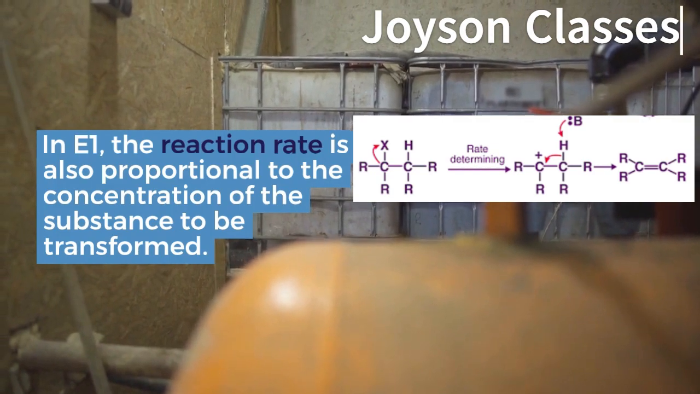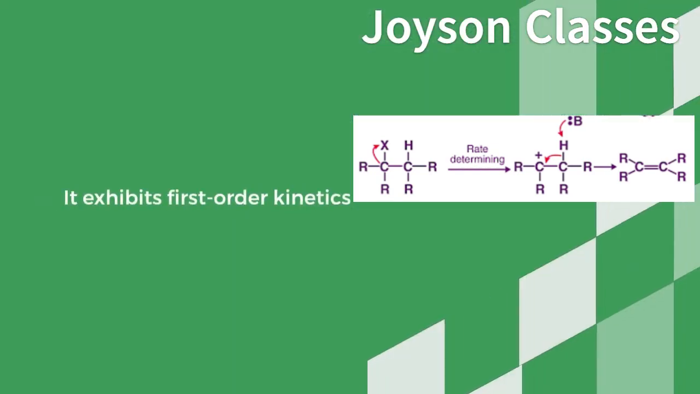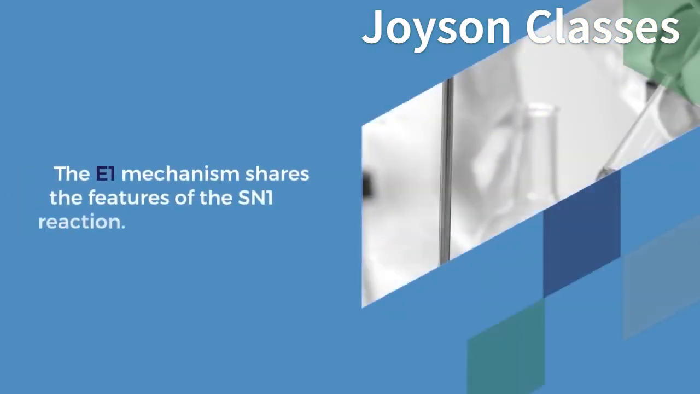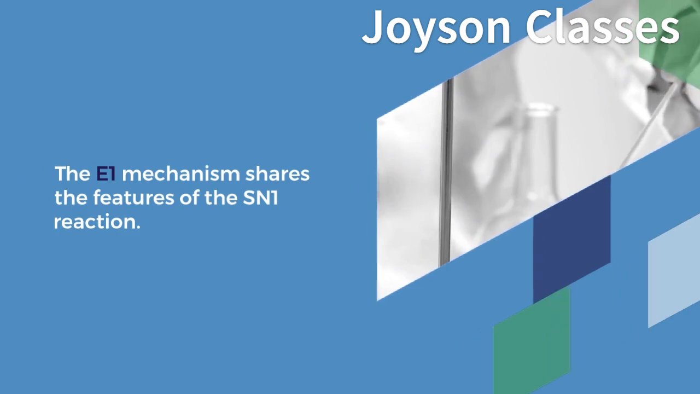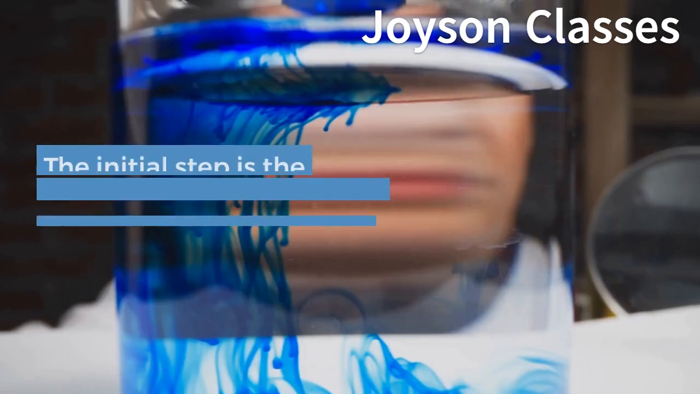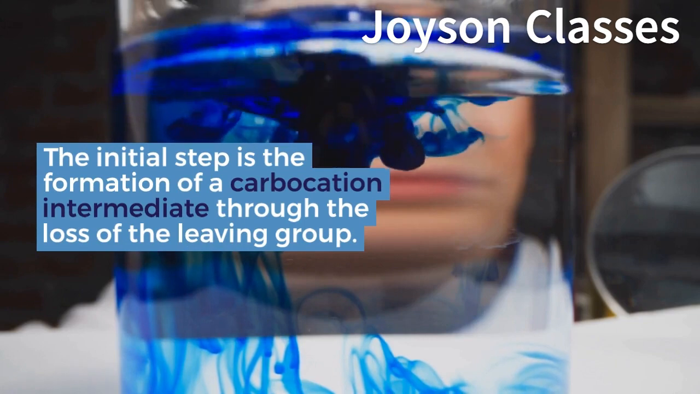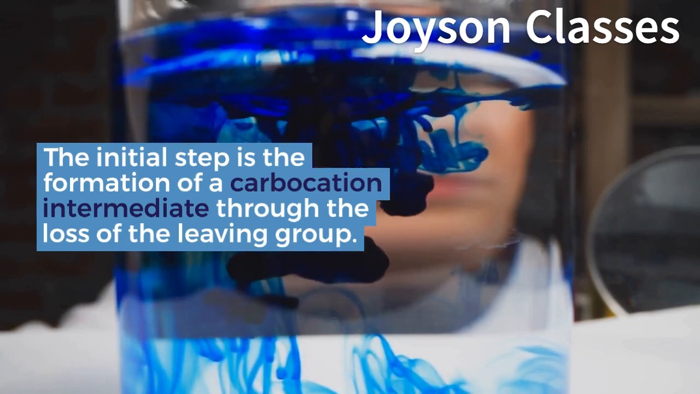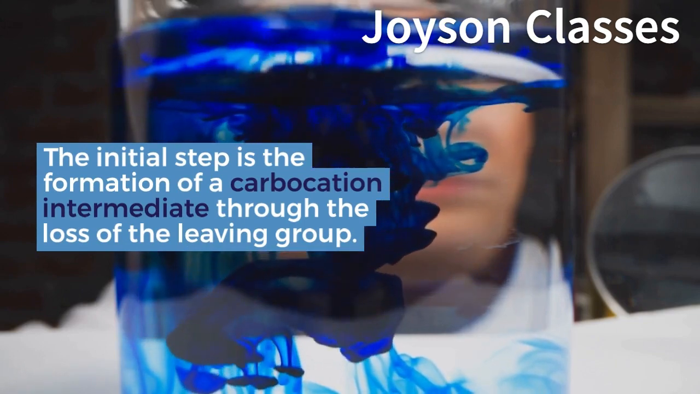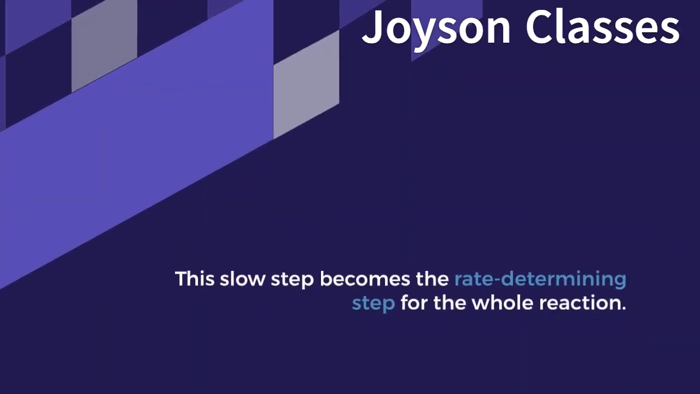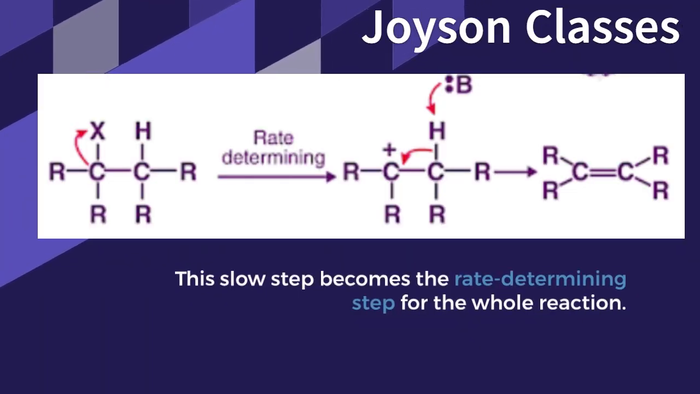It exhibits first-order kinetics. The E1 mechanism shares the features of the SN1 reaction. The initial step is the formation of a carbocation intermediate through the loss of the leaving group. This slow step becomes the rate-determining step for the whole reaction.